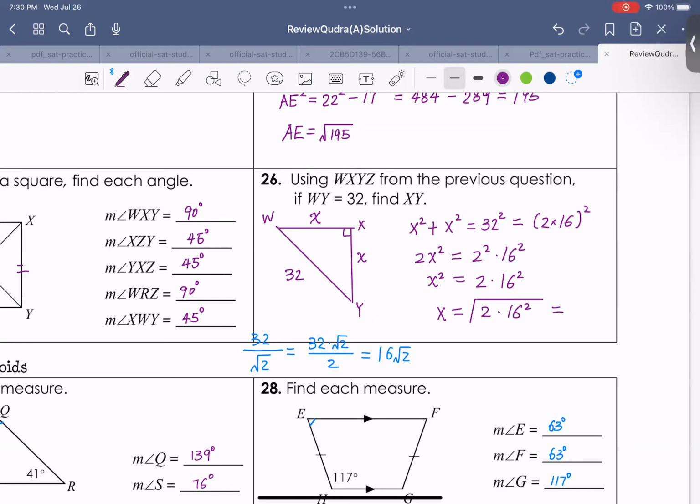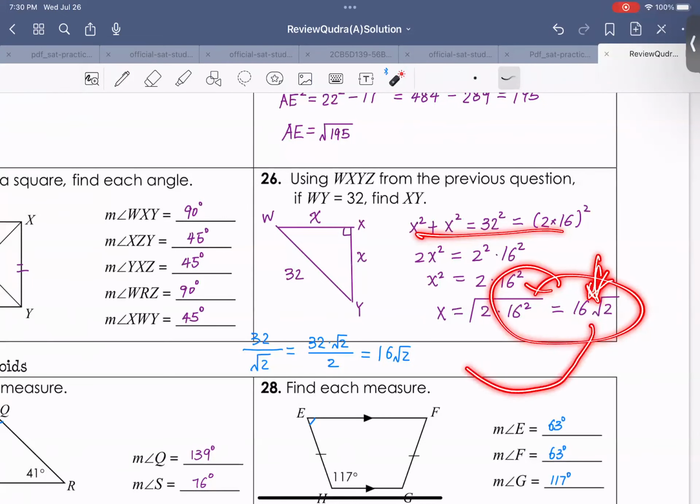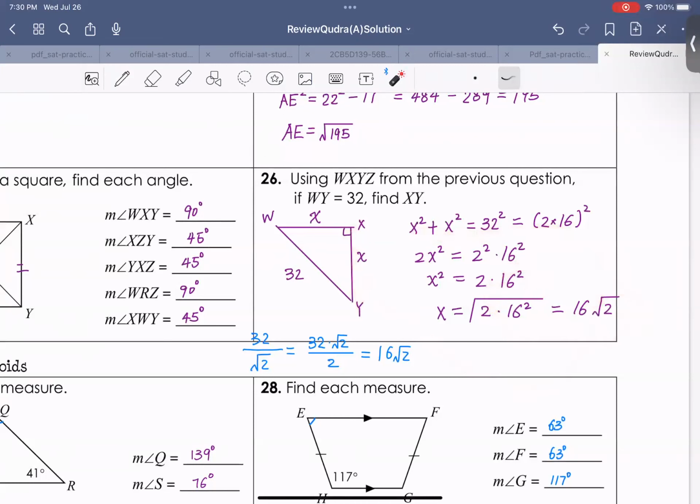So you will take out the 16. You leave the square here. Does that make sense? Yes. That's what's going on. We solve this equation to get the radical form of this side. And you notice that if you make this side 1 and 1, then 1 squared plus 1 squared is 2, so this side will be square root of 2.